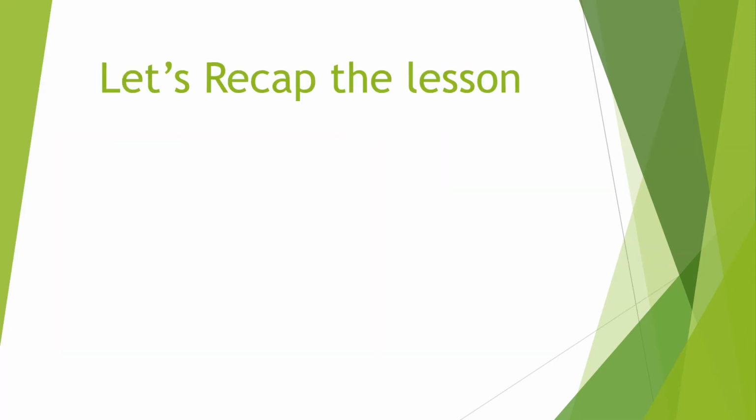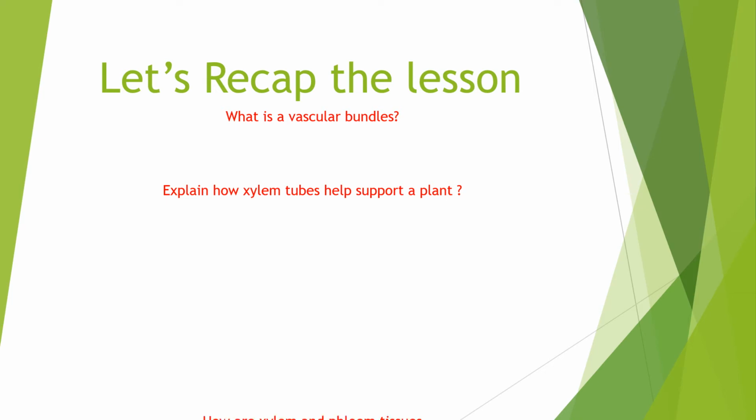Now let's recap the lesson. What is a vascular bundle? A vascular bundle is made of xylem and phloem tubes. Question number 2. Explain how xylem tubes help support a plant. So as we talked previously, they have thick and strong walls which help the xylem support the plant.